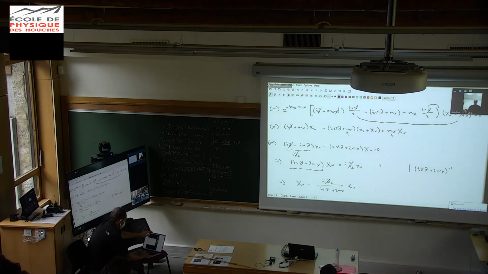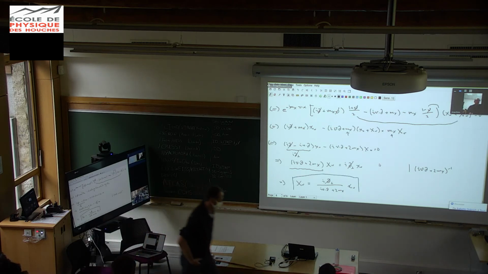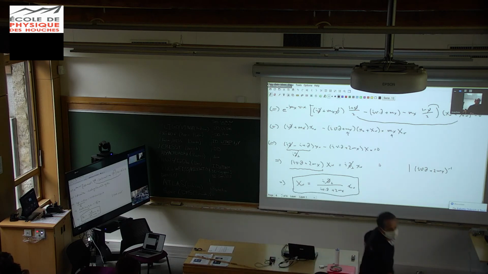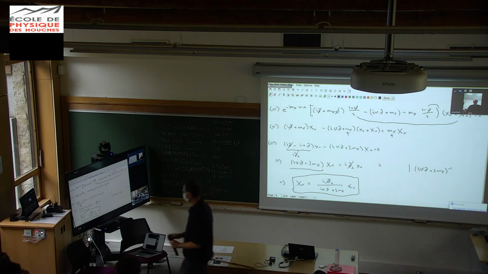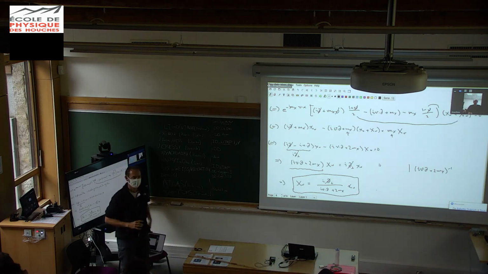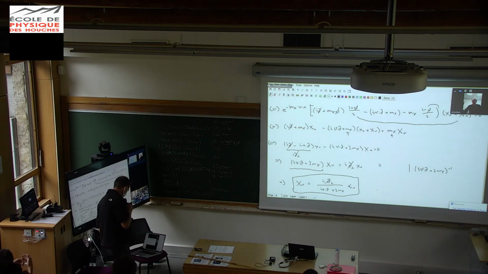And then next time we will continue, and we will use this relation and insert it into our expressions for the currents and see how this gives us the non-relativistic limit for the currents. Are there any questions at this point? Any questions here or on Zoom?